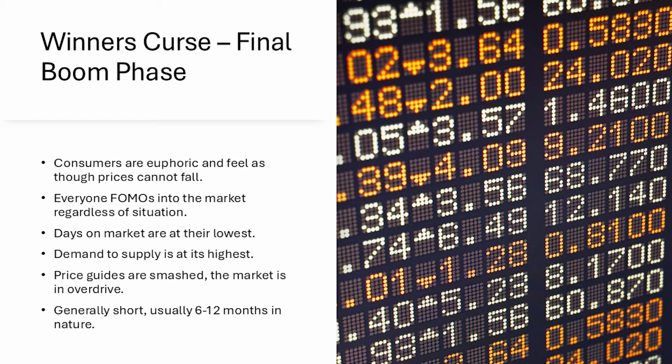And this is generally short. It usually will only last for about 6 to 12 months in nature. And what will happen there is things become very highly priced. So you get suburbs absolutely creaming their records. You get people that pay prices that should be 5 years in the future in the year that they're buying in. So that's what actually happens in the winner's curse phase of the cycle.